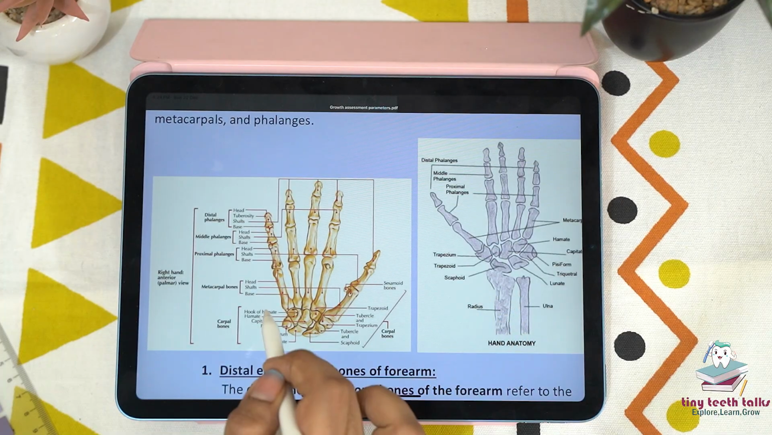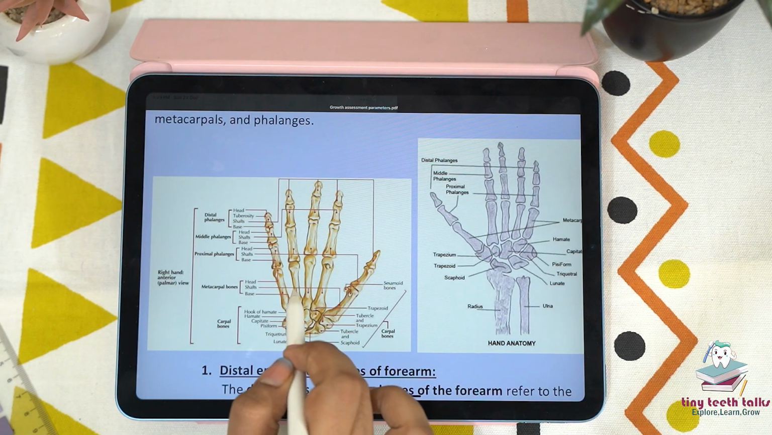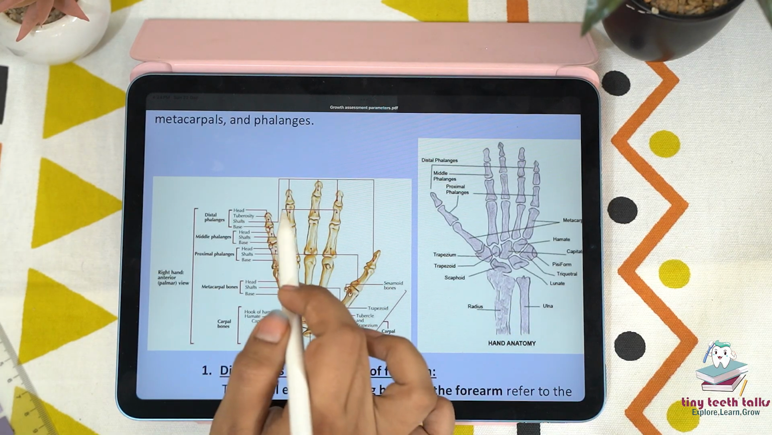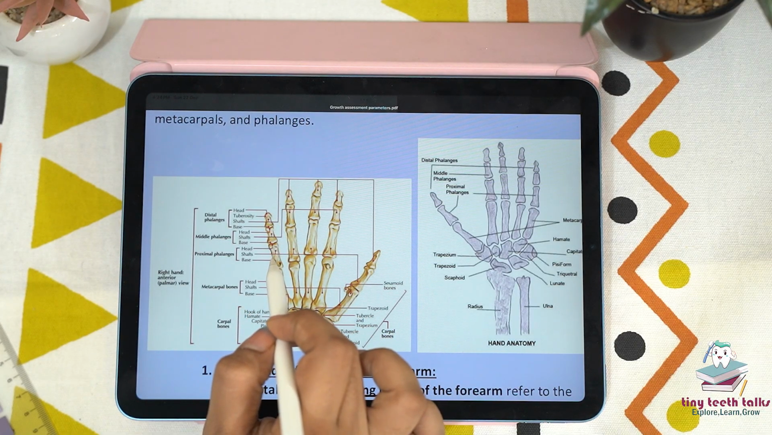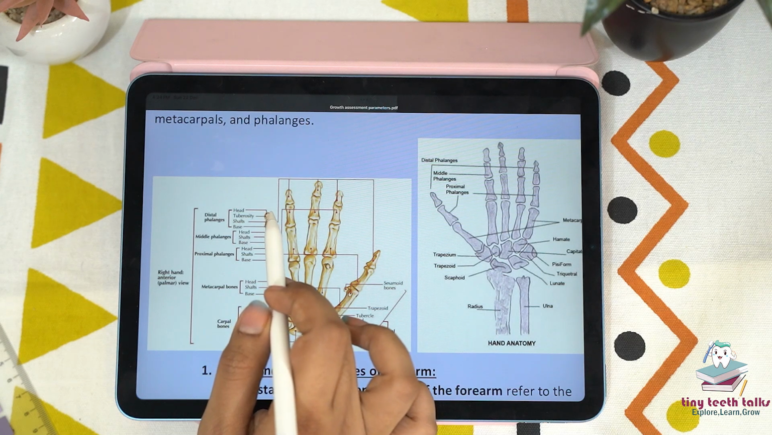This is the forearm. These are carpal bones. These five are known as metacarpals, and these three sections are known as the phalanges. These are the proximal phalanges, middle phalanges and the distal phalanges.